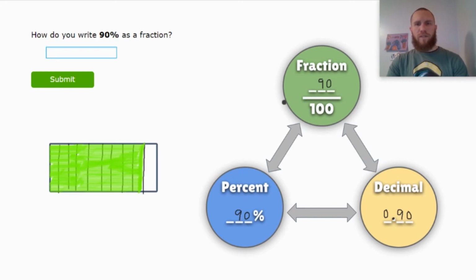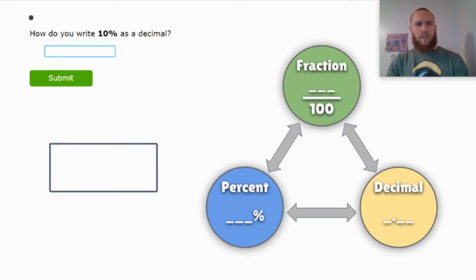So these all are equivalent. So I write it as a fraction. I could put it as 90 hundredths, 90 over 100. Or I could divide the top and the bottom by 10 and get 9/10. And that is equivalent as well. So either one as a fraction would be a correct answer for this.